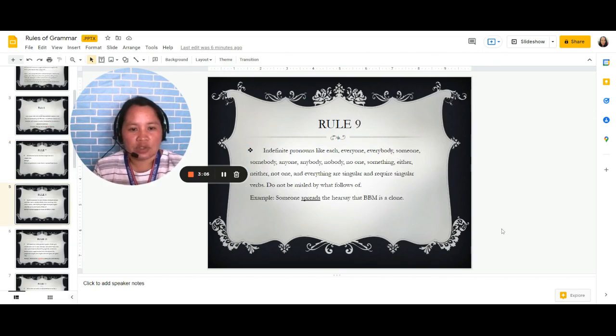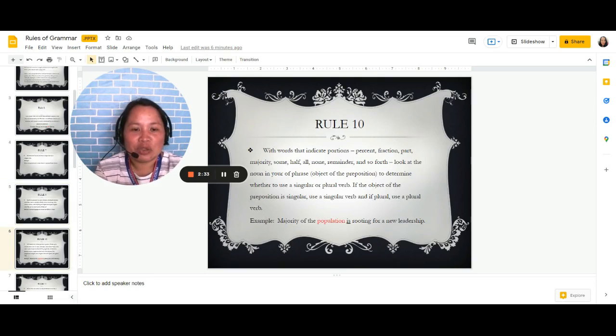Alright, now next is rule number 9. So indefinite pronouns like each, everyone, everybody, someone, somebody, anyone, so on and so forth, and even everything are singular and require singular verbs. So we should not be misled by what follows. For example, someone spreads the hearsay that BBM is a clone. So sometimes we get confused, so don't be confused.